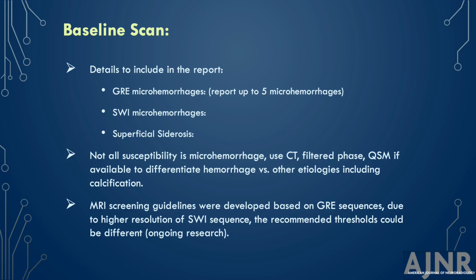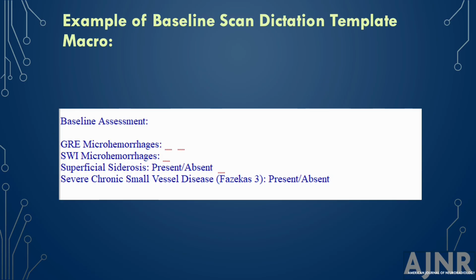It is important to note that recommendations and guidelines for eligibility for treatment are based on GRE sequence for number of microhemorrhages. Since SWI sequence has generally higher sensitivity and resolution for detecting microhemorrhages, the recommended thresholds could be different for SWI sequence, and this is a field of ongoing research at our institution. In this slide, you can see an example of the dictation macro template we use at our institution for reporting baseline MRI. This can be added to the report in the findings section.